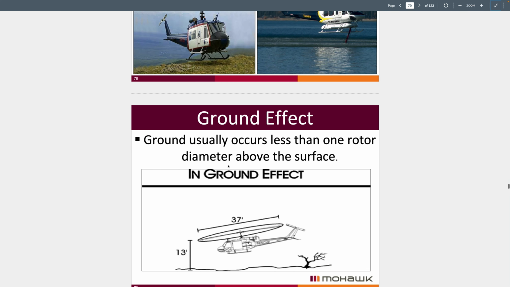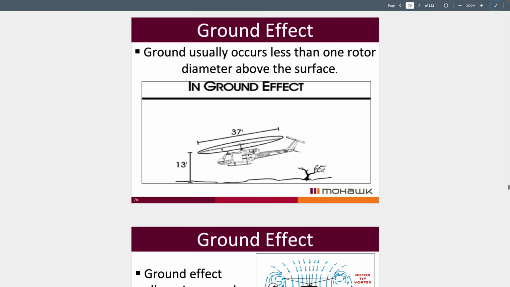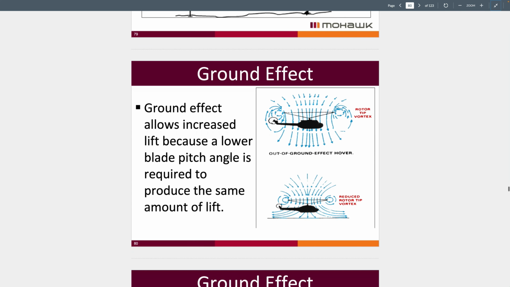Ground effect usually occurs less than 1 rotor diameter from the surface. So when the helicopter is closer to the ground, there will be a tendency for that downwash to be restricted and you get more lift. It acts like there's a pillow underneath the aircraft.